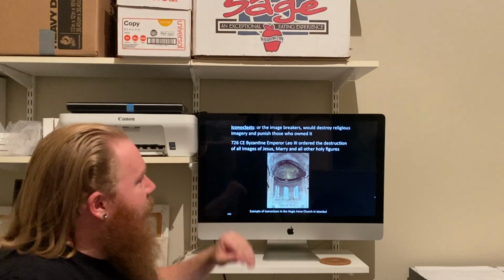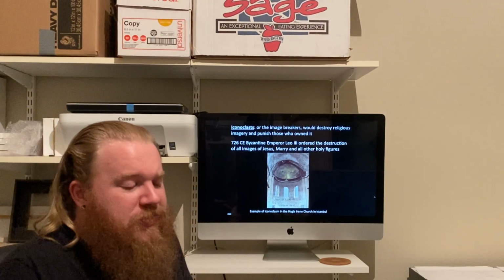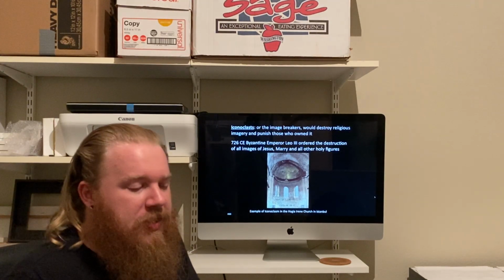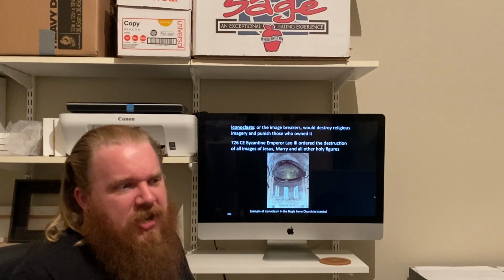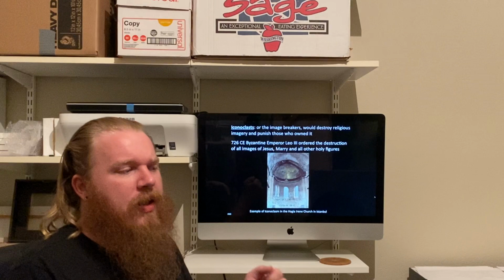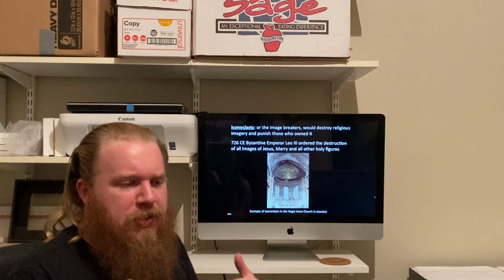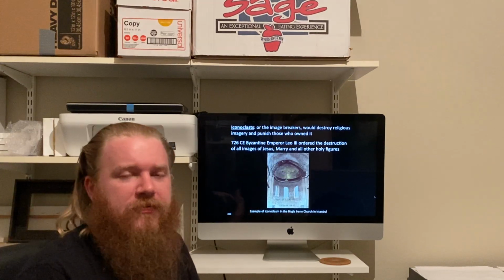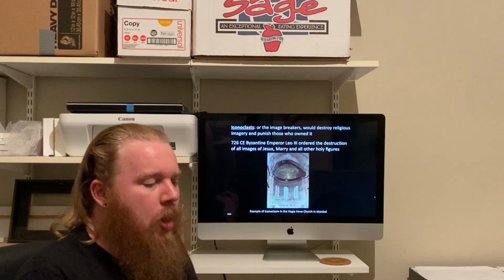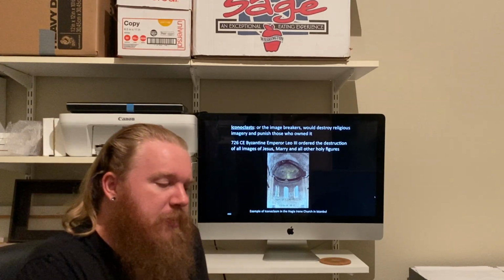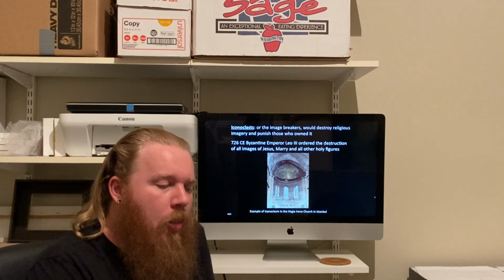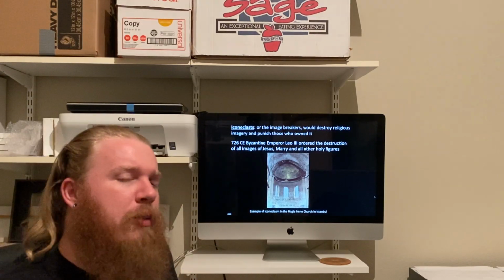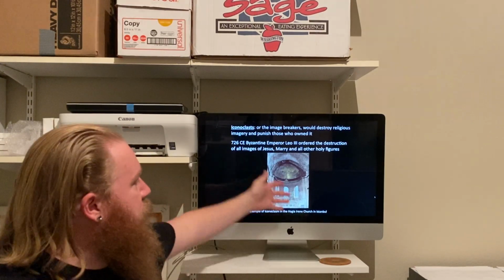Iconoclast or iconoclasm refers to the image breakers, and these are people who would destroy religious imagery and punish those who used it. So once again, there are sects in Christianity early on that are vehemently against the use of imagery within a religious context. And we'll see that again with the Protestant Reformation in the 1500s and 1600s a little bit later on. But in 726 CE, the Byzantine Emperor Leo III ordered the destruction of all images of Jesus, Mary, and other holy figures. So they would actually go into many of these basilicas and rip all of this mosaic work down, such as we see here.